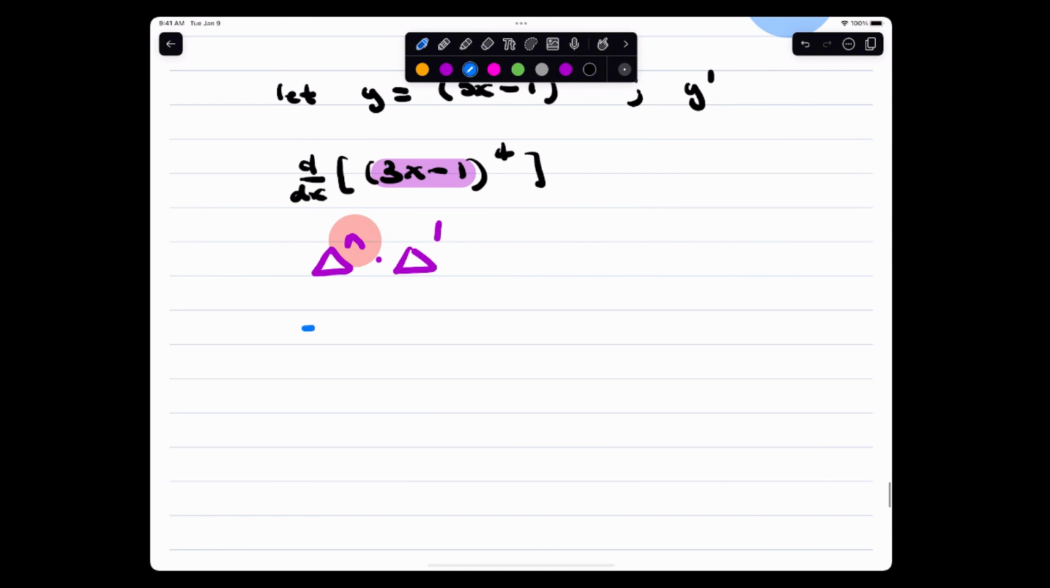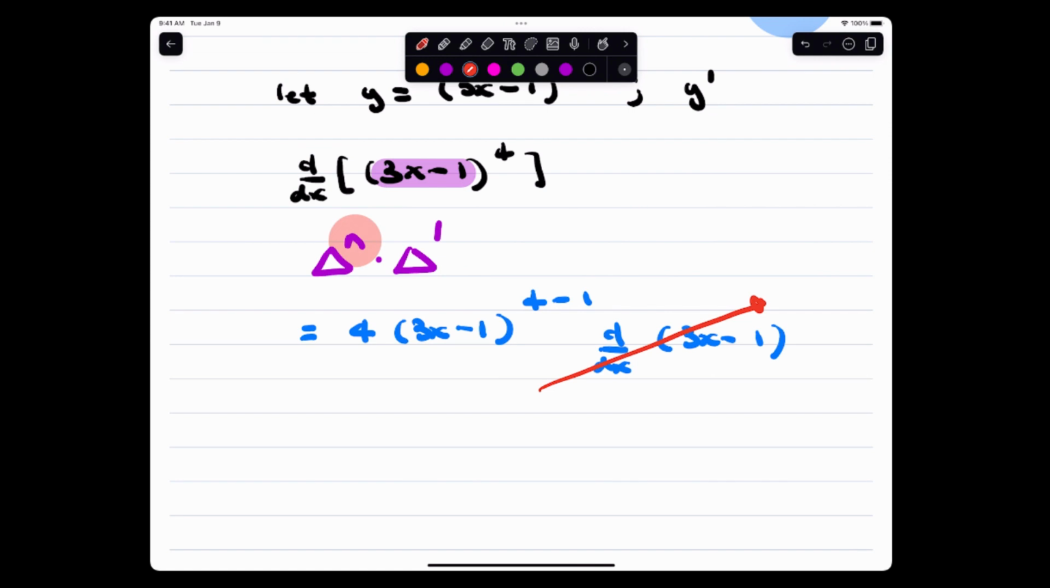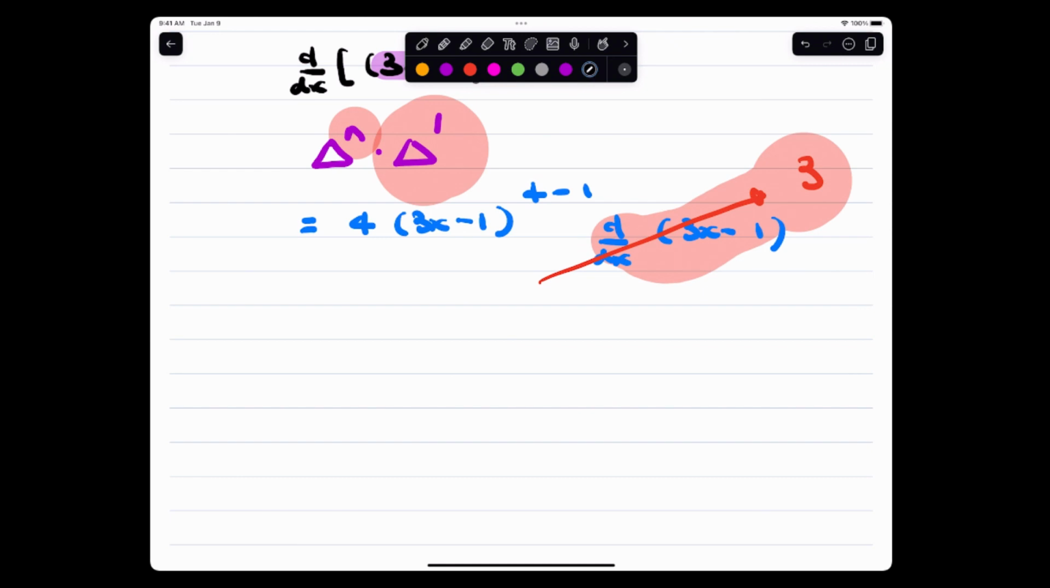So let's do this. This is going to be 4, 3x minus 1 to the 4 minus 1, times the derivative of 3x minus 1. You guys okay with that? What's this derivative? What do you guys think? Is that 3? Is that true? Remember, what are you looking at here? This is called the chain. You're looking at the chain portion. So here's what you're going to get: 4, 3x minus 1 to the third power times 3, and then multiply your constants. 4 times 3, you get 12, times 3x minus 1 cubed. Okay, so here's that derivative.